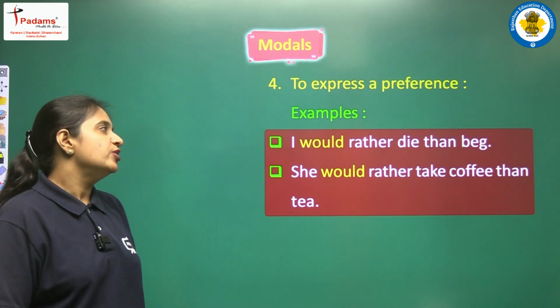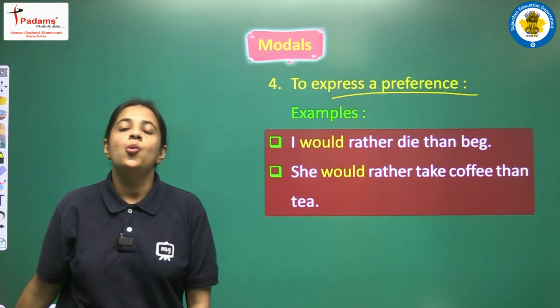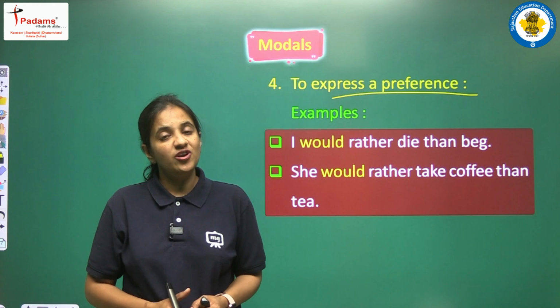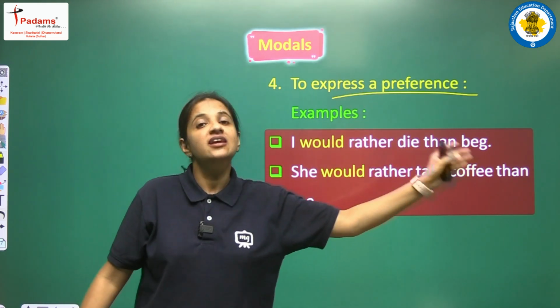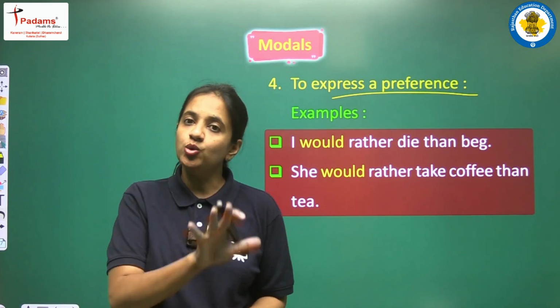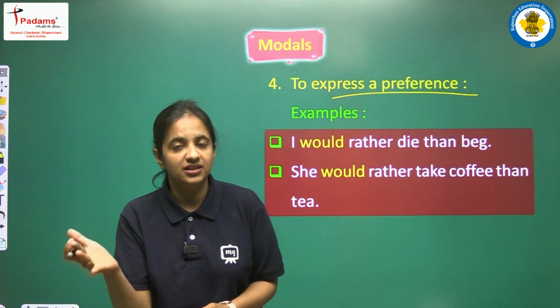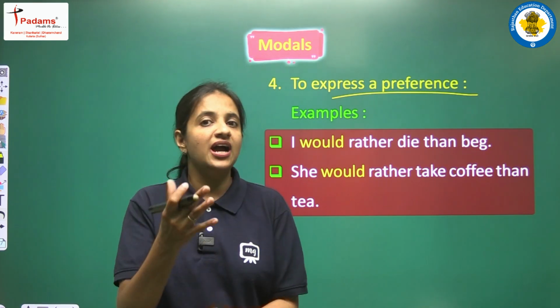Okay, so students, we are having the next use of modal would. So let's see. It is used to express a preference. So this is another use of would, when we use this modal to show our preference. So first of all, let's try to understand what preference actually means. Preference means our priority. Suppose we are having two options, and we have to choose one option over the other. That means we are giving priority to the option that we are choosing.